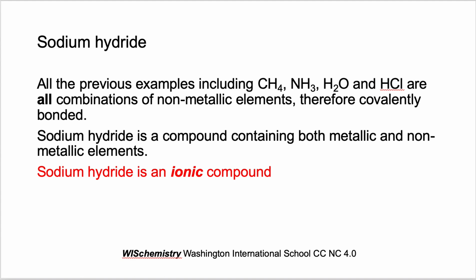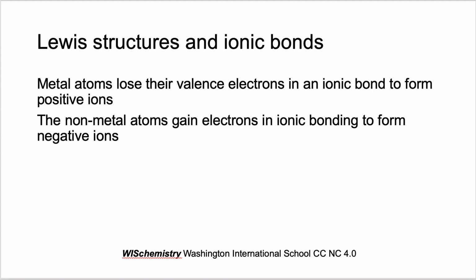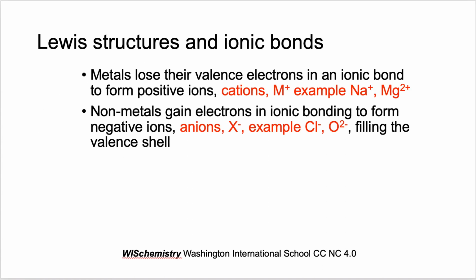Sodium hydride is a metal and a non-metal combined. It's going to be an ionic compound, and the Lewis structure is going to be a little bit different. The metal atoms lose valence electrons and form positive ions. The non-metals gain electrons and become negative ions. So look at the red writing there with the examples.